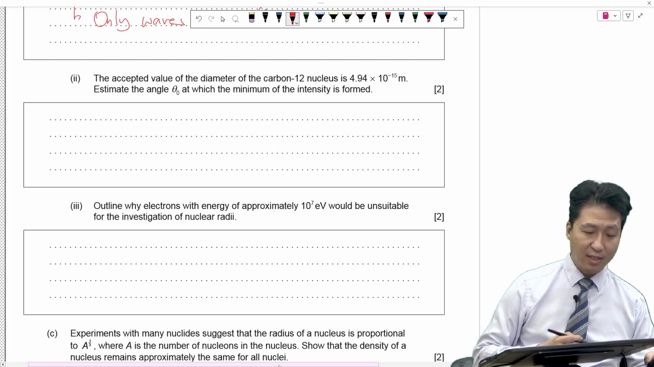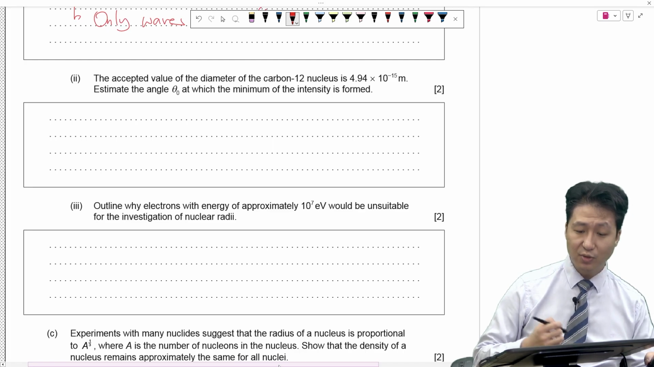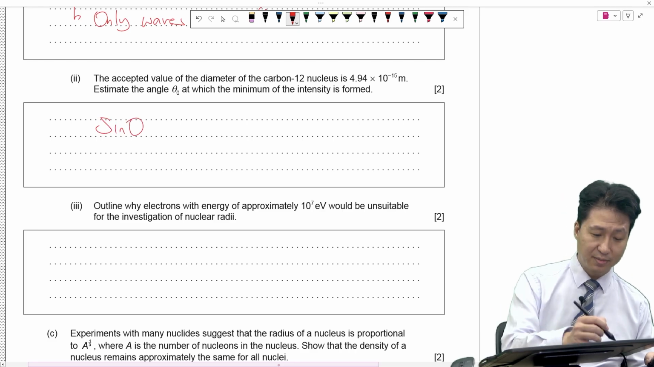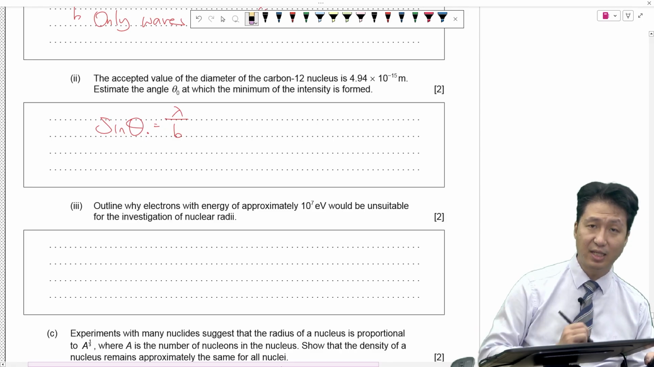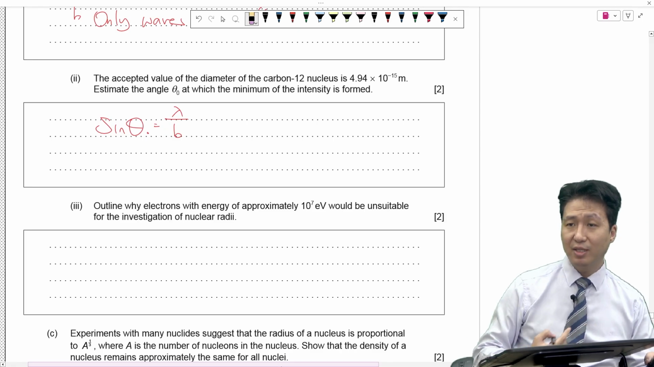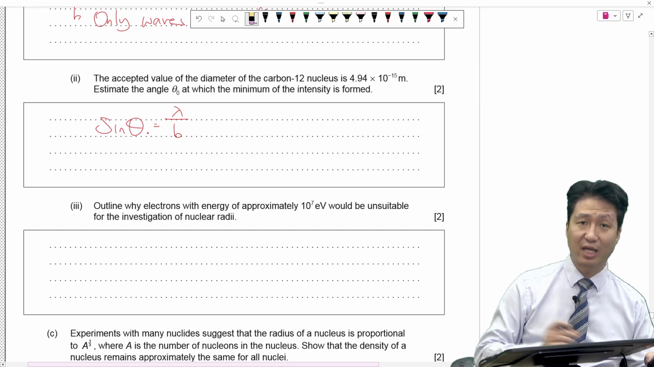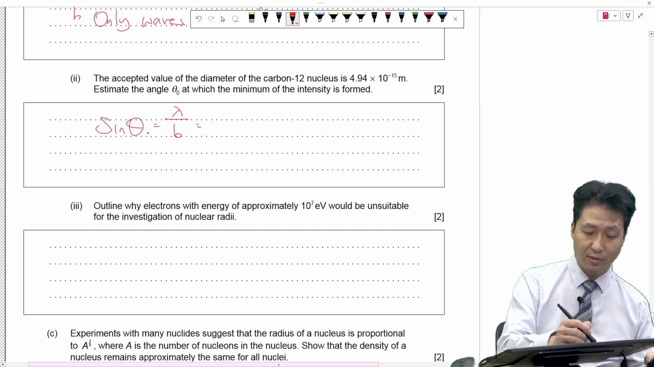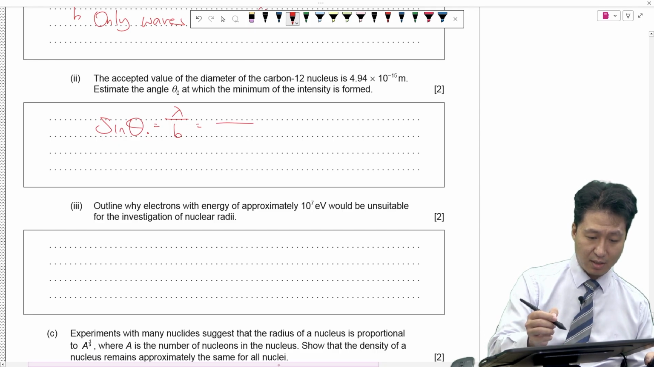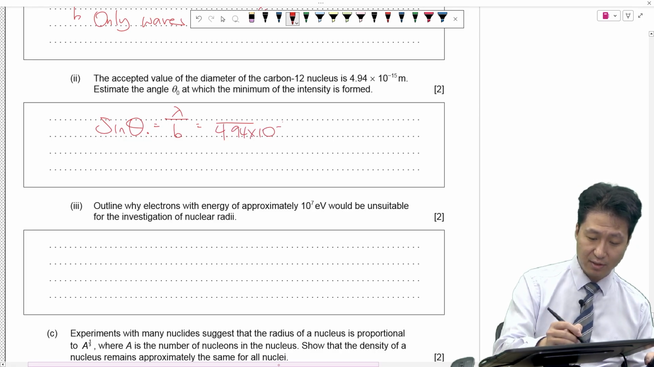Roman numeral 2, the accepted value for the diameter of carbon-12 nucleus is 4.94 times 10 to the negative 15 meters. Estimate the angle theta 0 at which the minimum of the intensity is formed. So again, we'll use sine of theta 0 is equal to lambda over b, where b will usually be the size of the slit. In this case, it's the nuclear diameter. So the nuclear diameter is 4.94 times 10 to the negative 15.